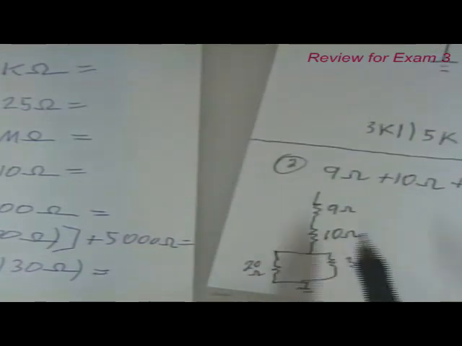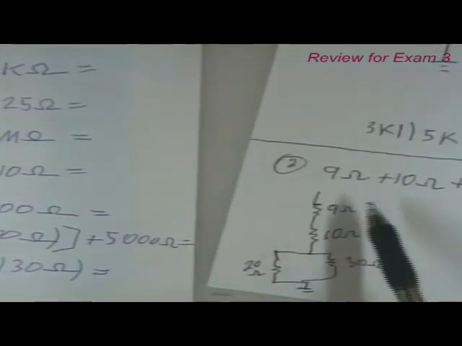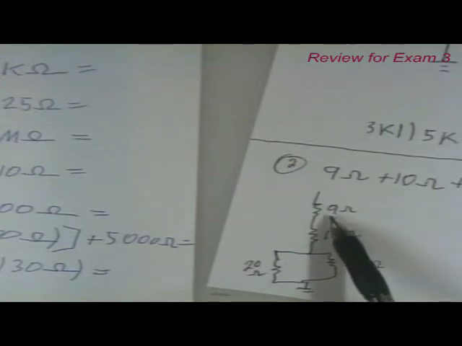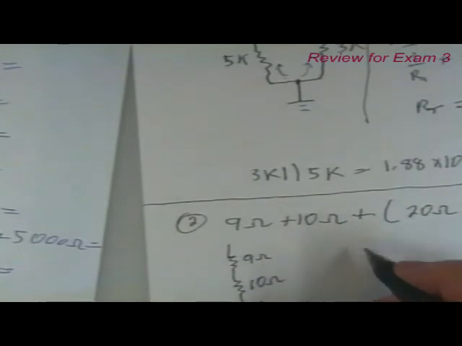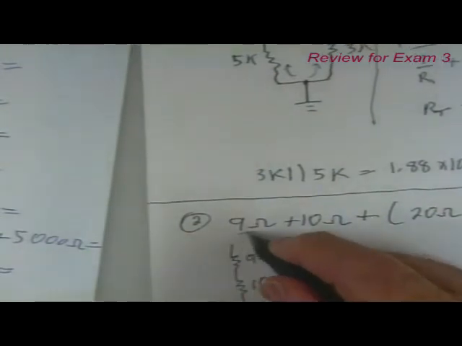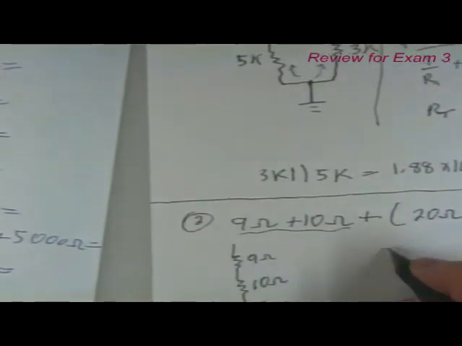So let me reiterate what I just said. I have a 9 ohm in series. I have a 10 ohm in series. I have a 20 ohm in parallel with a 30 ohm resistor. Now, I'm going to rewrite this formula that we've developed, and I'm going to combine these two together. I put 9 plus 10, and that equals 19.